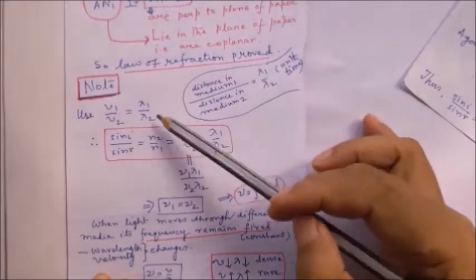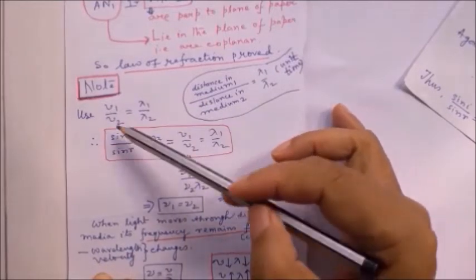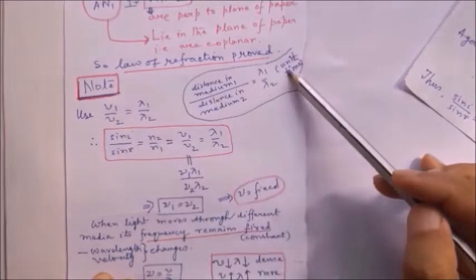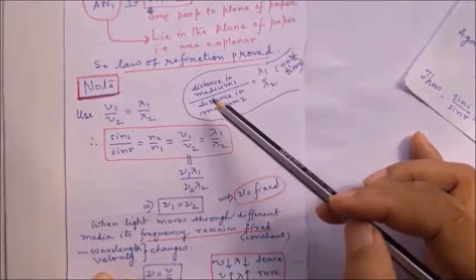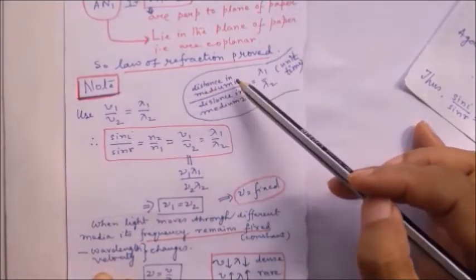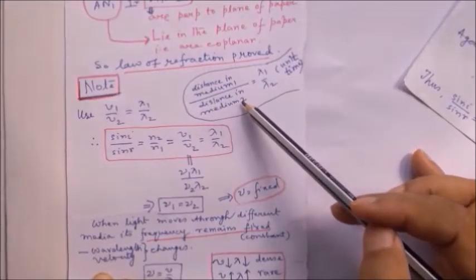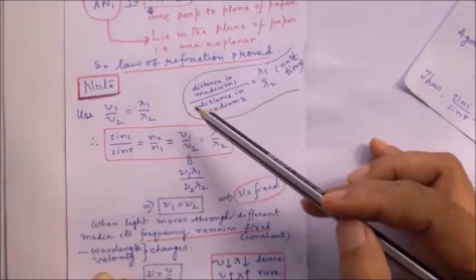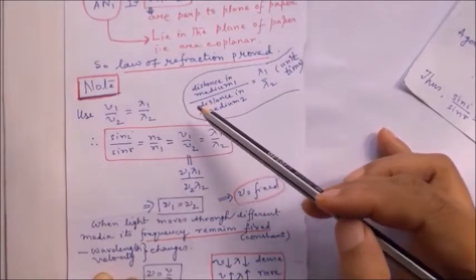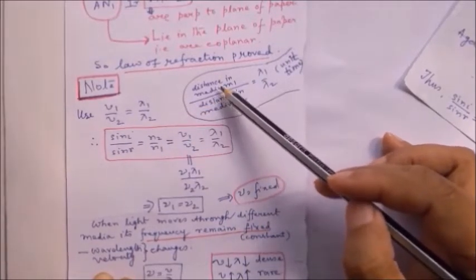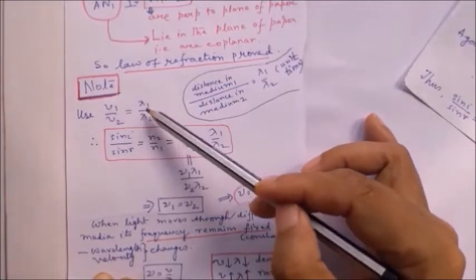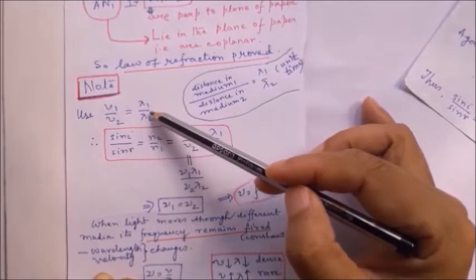We also note the following, that v1 by v2 in unit time can be taken to be the ratio of the distance in medium 1 to distance in medium 2. Now the thing that is moving is a wave characterized by a wavelength. So distances are proportional to the wavelengths. So v1 by v2 can be taken to be equal to lambda 1 by lambda 2.